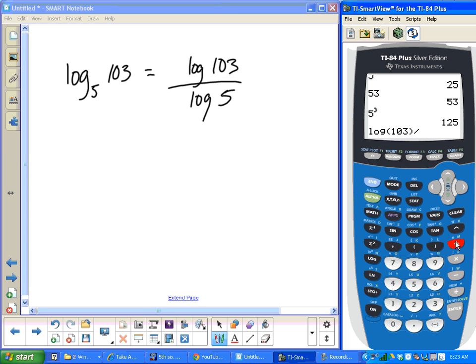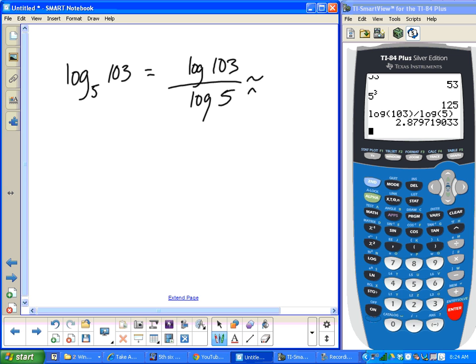So log of 103. Notice I'm closing that parenthesis. Really important that you close the parentheses there. All right, divided by log of 5, and sure enough, that's somewhere in between 2 and 3. That's about 2.88. So what we really have here is that 5 raised to the 2.88 power is about 103.